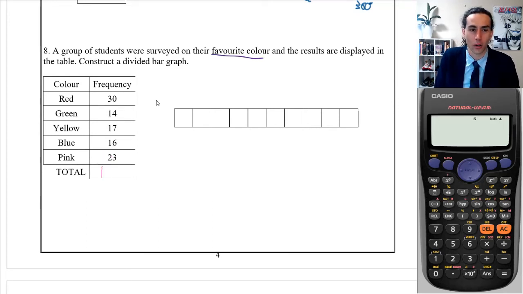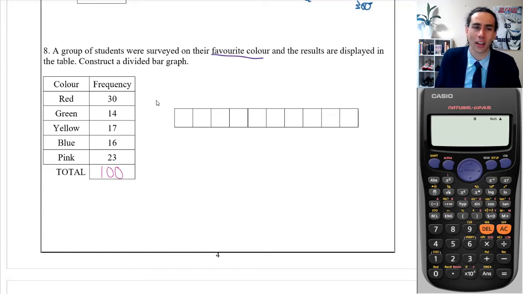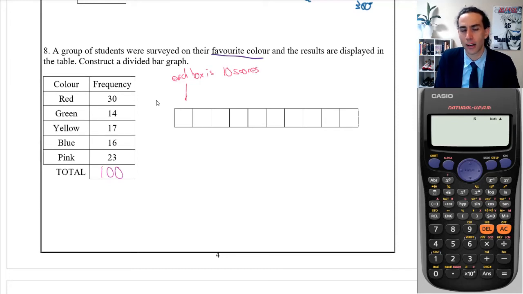So this is why I need to edit the video. So 100, so much easier now. Need to put a warning in advance. Each box is going to be 10 scores, because there's 10 of them. 10 times 10 is 100.